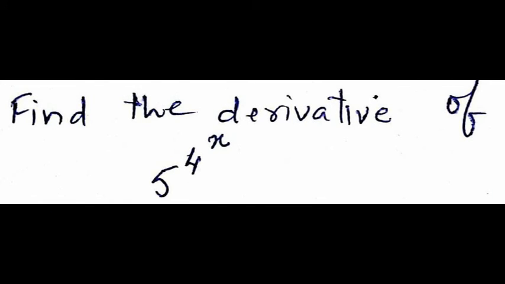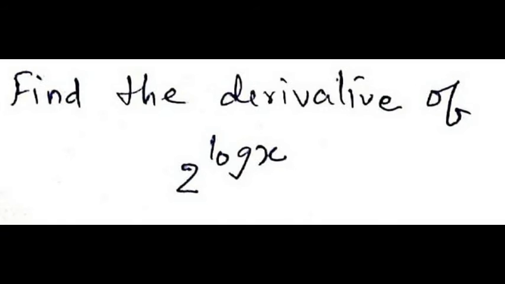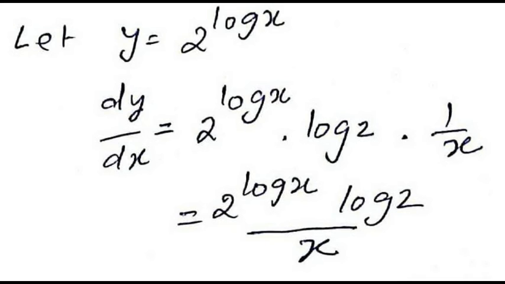Find the derivative of 5 raised to 4 raised to x. Derivative of 5 raised to 4 raised to x is equal to 5 raised to 4 raised to x into log 5 into 4 raised to x log 4. Find the derivative of 2 raised to log x. Derivative of 2 raised to log x is equal to 2 raised to log x into log 2 into 1 upon x, which is equal to 2 raised to log x into log 2 divided by x.